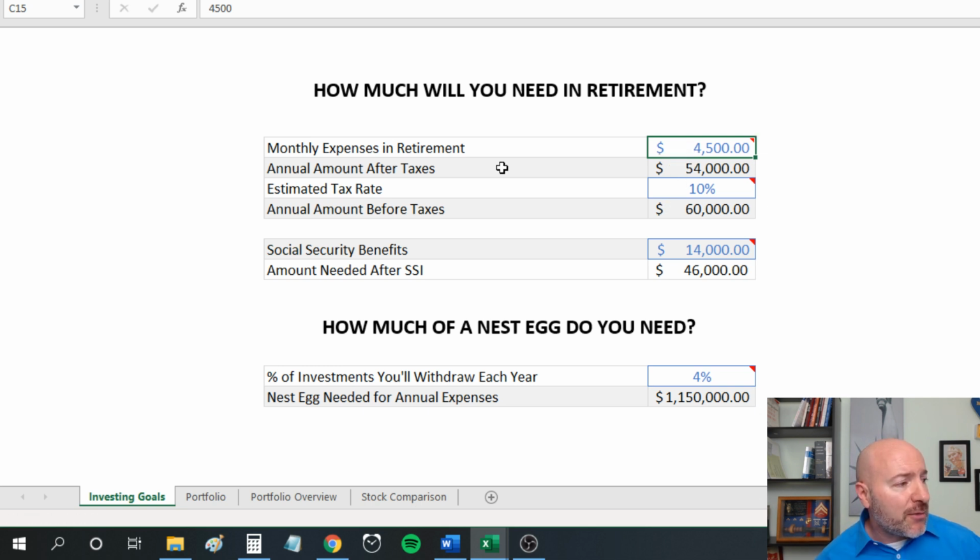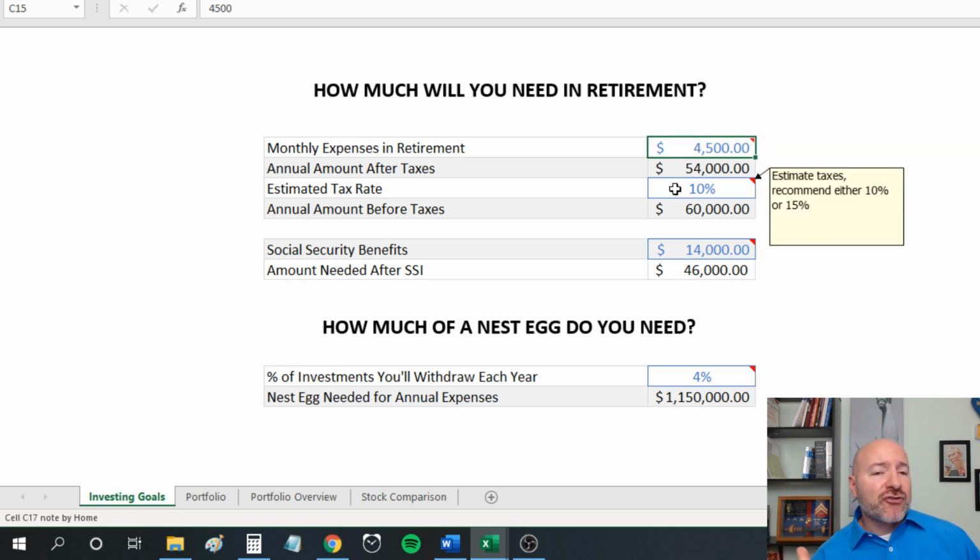So you put in your monthly expenses in retirement, just an estimate here, and then for this tax rate, you can go 10%, you can go 15%, you can go whatever you think is realistic. And a lot of that depends on whether most of your investments are in a retirement account, like a Roth, IRA, or 401k. When you take that money out, other than the Roth, that's tax-free. But when you take out of an IRA and a 401k, that's taxed as regular income, right? So regular tax rates. You have to figure out what your income tax rates are going to be at that time.